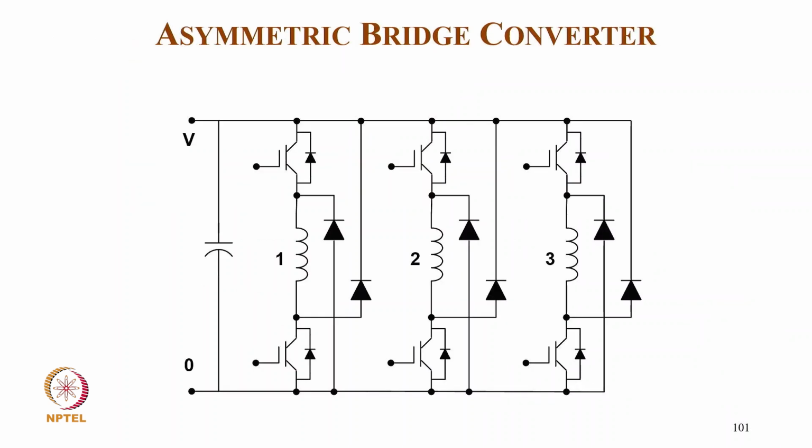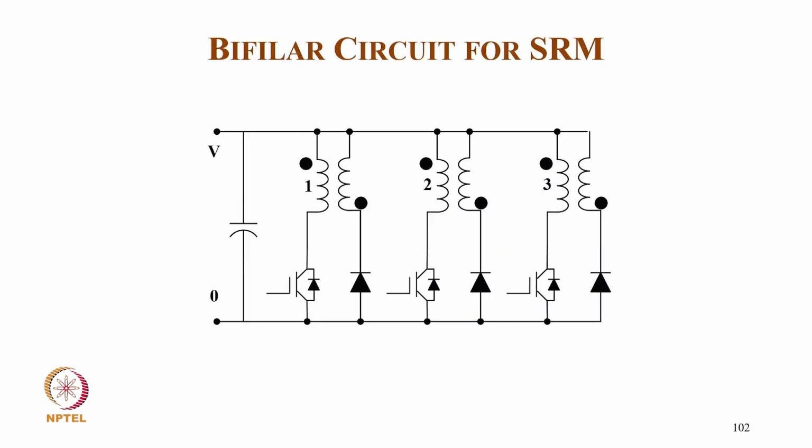The asymmetric bridge is very popular, where you have 2 switches for each phase. We switch on both the IGBTs, then current flows, and when you want to, you can switch off one device, let's say the upper, then you have a freewheeling action through the diode. Similarly for the lower also, you can do that for all the phases.